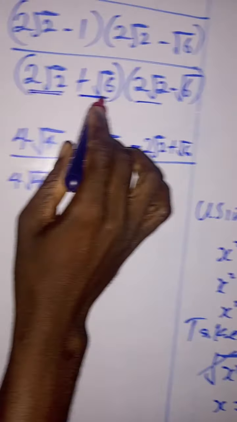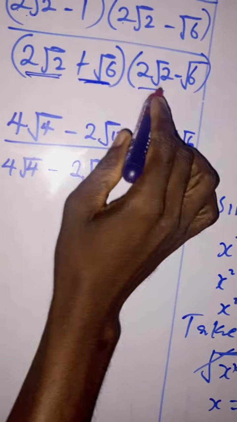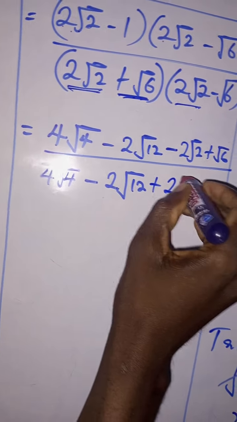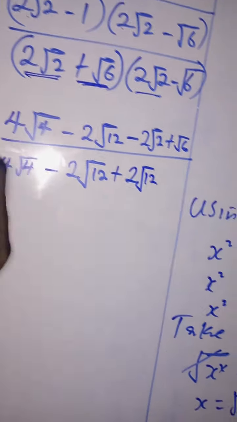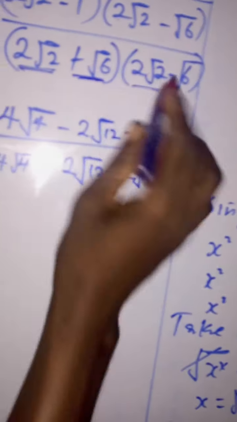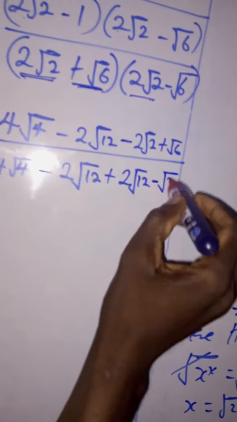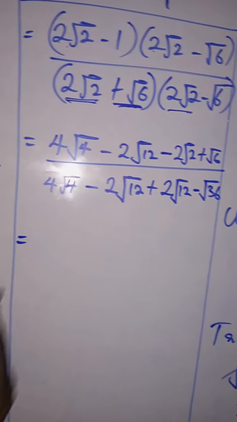Then I come and use this again to make my expansion. This multiplied by this plus what? Plus 2 root 12. This multiplied by this minus root 36. So I can move on by having this.